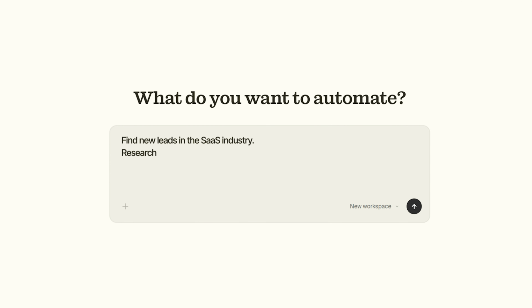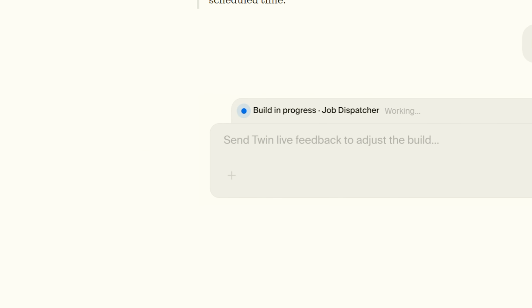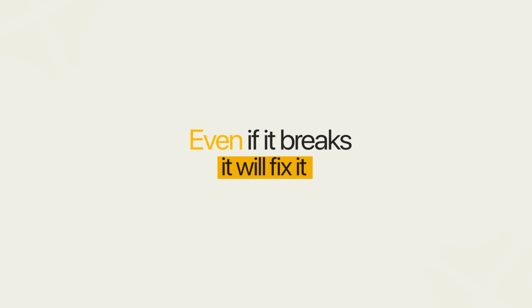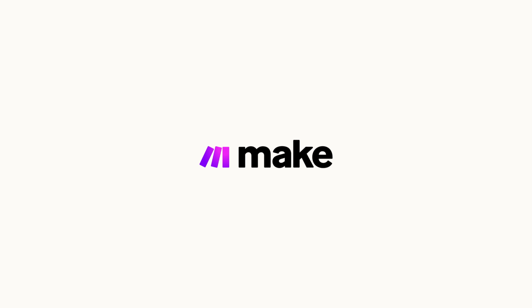So if you don't already know, Twin is an AI agent tool that you can explain what you want in plain English and it will do it. Whether that be business operations, research, whatever you could possibly imagine, Twin can build it. And not just build it, but do it once and make it work forever. Even if it breaks, it will fix it. It will go in and fix what the problem is and find a solution. And you can't really say that for n8n, Zapier, Make.com, can you?